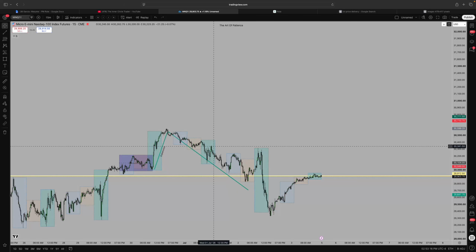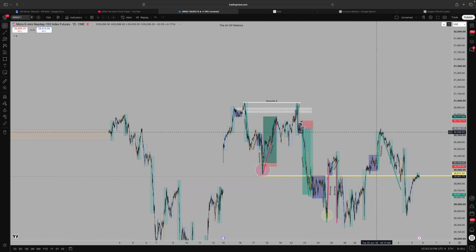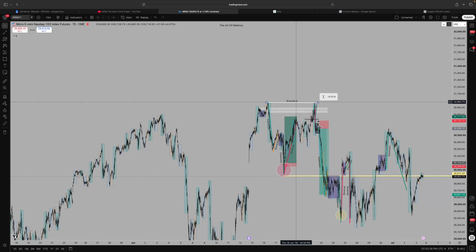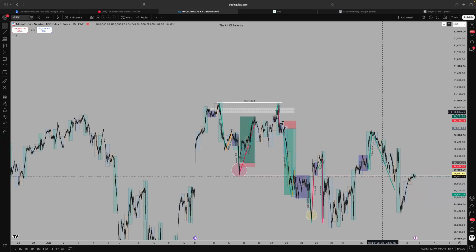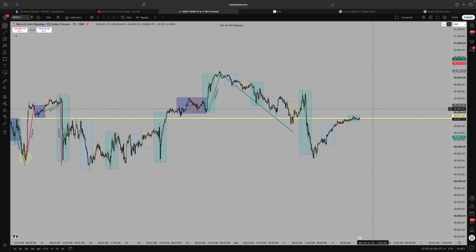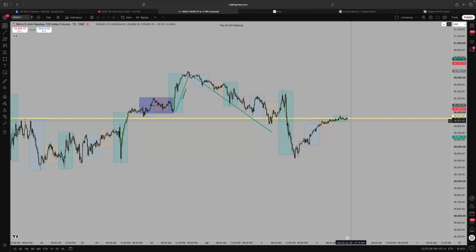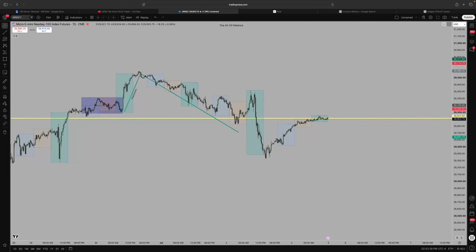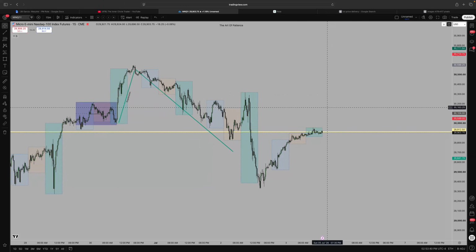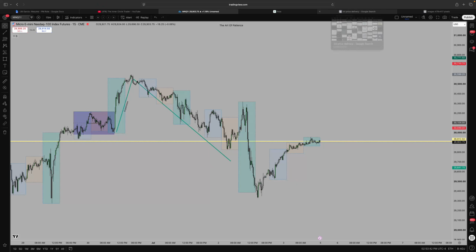So this is already printing a pretty solid market maker buy model. I'm not too sure if we're going to, because we have some relatively equal highs here. So this is potentially a target in the near future. So it all depends on how the price opens. That'll be more data, more to be able to know what my next move will be trading this way, right?